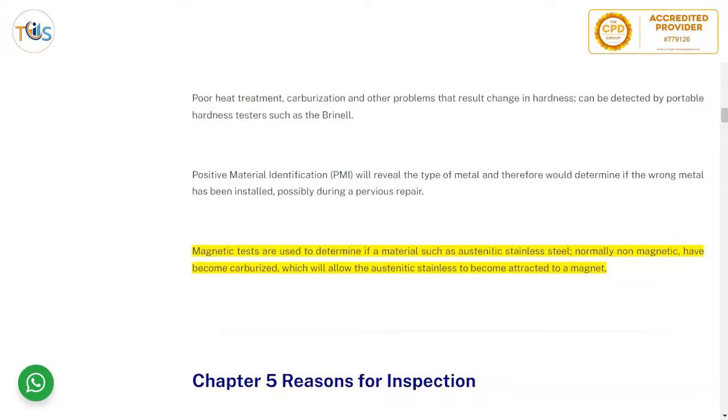Poor heat treatment, carburization, and other problems that can result in a change in hardness can be detected by a portable hardness tester such as Brinell. It might be a question coming: what is the most popular hardness tester? And that's Brinell. Positive material identification will reveal the type of metal and therefore determine if the wrong metal has been installed, possibly during a previous repair.